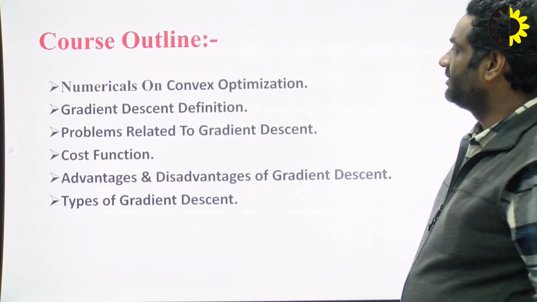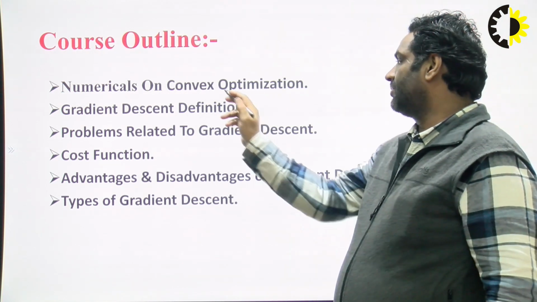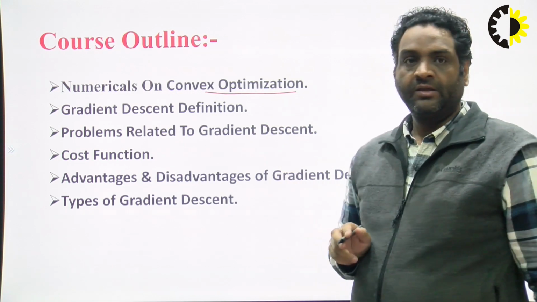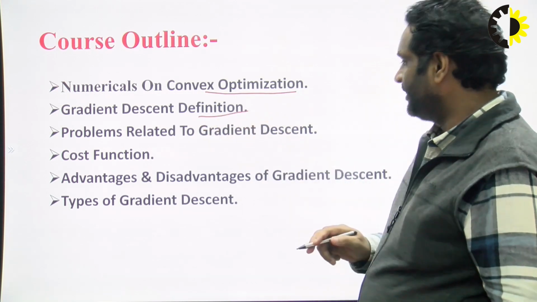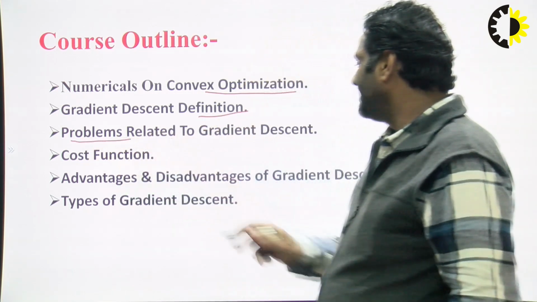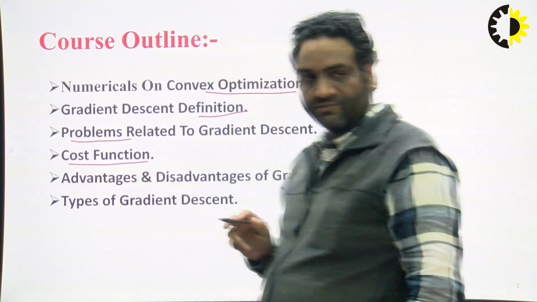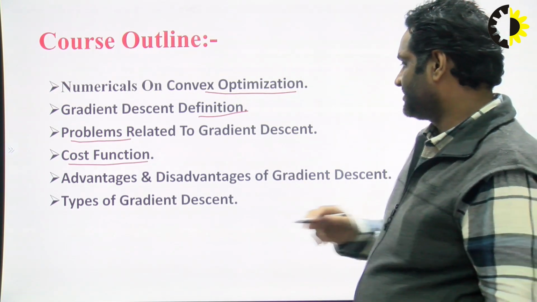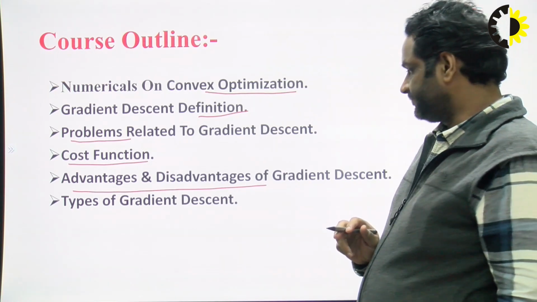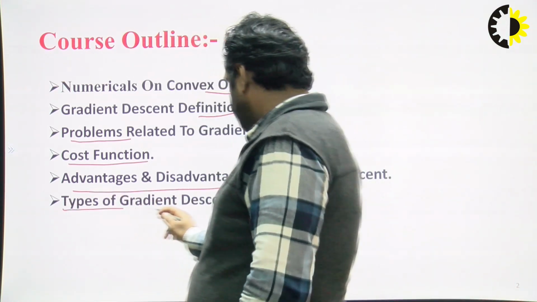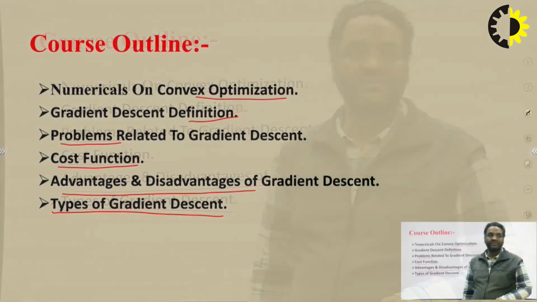Let us start. Our course outlines are: first, I will discuss some numericals on convex optimization. After that, the main topic, that is gradient descent. We will start with the definition. Then we will discuss some problems related to gradient descent. After that, the cost function. We will discuss what the cost function is. And in the last, we will discuss some advantages and disadvantages of gradient descent and types of gradient descent. This is all about my course outlines in today's session.